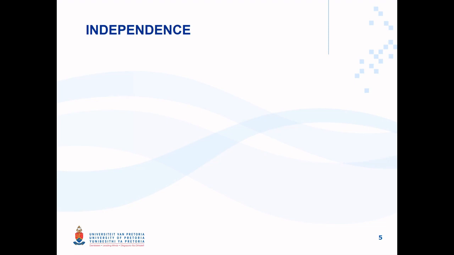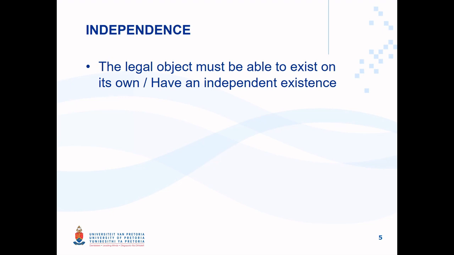The first characteristic of a thing that we're looking at is independence. A legal object must have independence to qualify as a thing, meaning it must have independent existence. In this sense, the object must constitute an independent juridical or legal entity. Now, how do we determine whether an object qualifies as an independent legal entity?